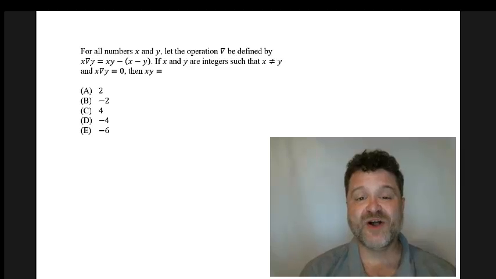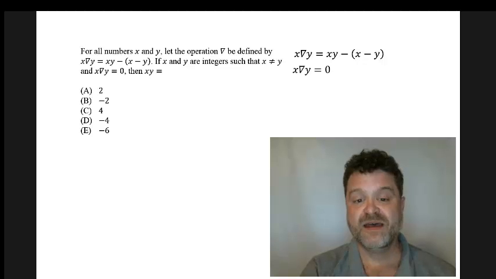So, for all numbers x and y, let the operation be defined x operator y equals xy minus (x minus y), in parentheses. If x and y are integers such that they are not equal, and x operator y equals 0, then xy equals what? So to start this off, I'm going to look at the information that I already know, which is x operator y equals xy minus (x minus y), and x operator y also equals 0.